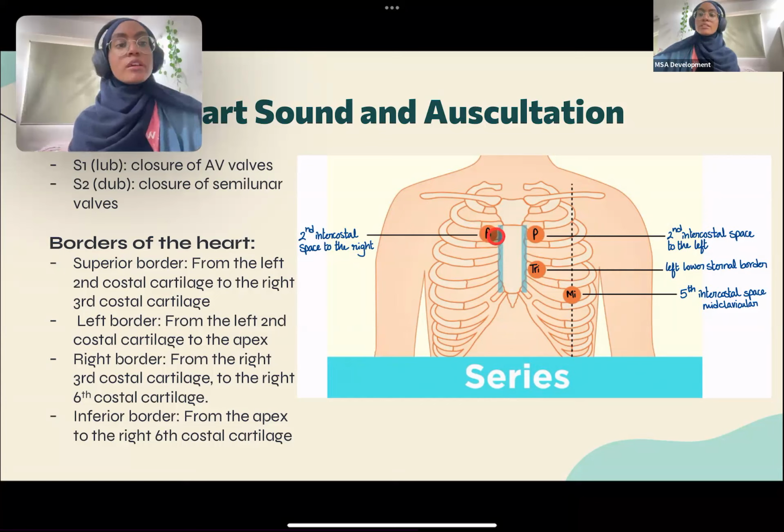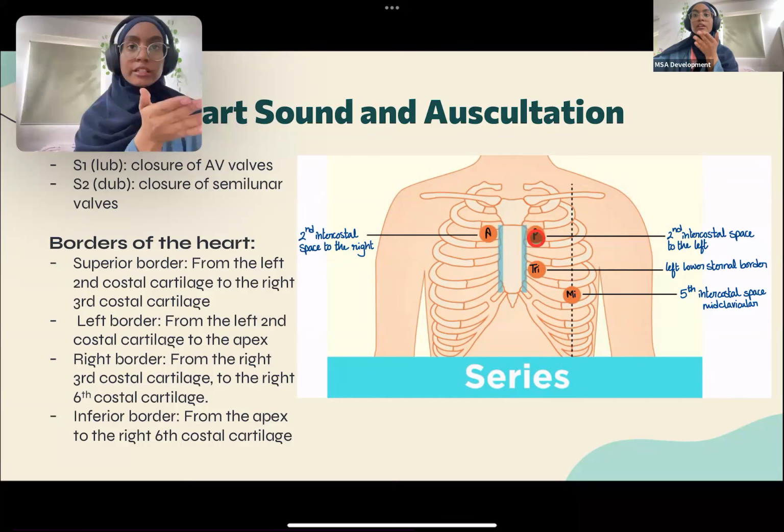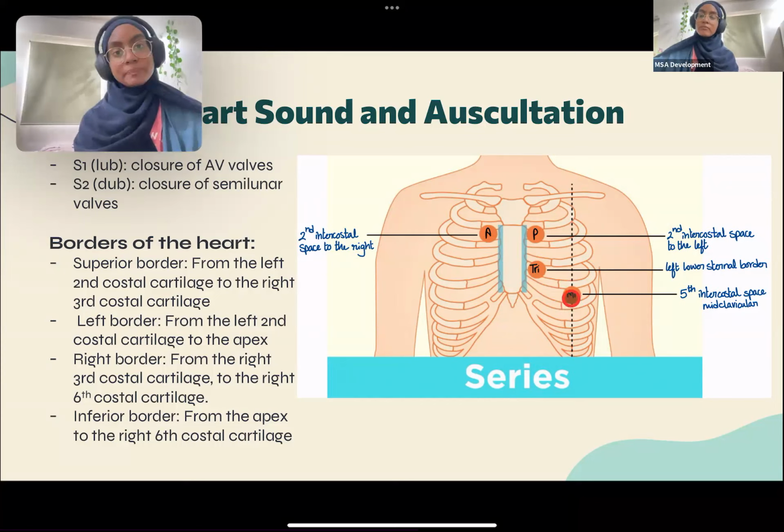So you auscultate for the aortic valve at the second intercostal space to the right, for the pulmonary second intercostal space to the left, then go down to the tricuspid, left lower sternal border, and finally the mitral is the fifth intercostal space, mid-clavicular, which is the apex, okay? So second intercostal space to the right is aortic, pulmonary second to the left, tricuspid lower beside the sternum, finally fifth intercostal space, mid-clavicular is the mitral. Right? You have to memorize these by heart.